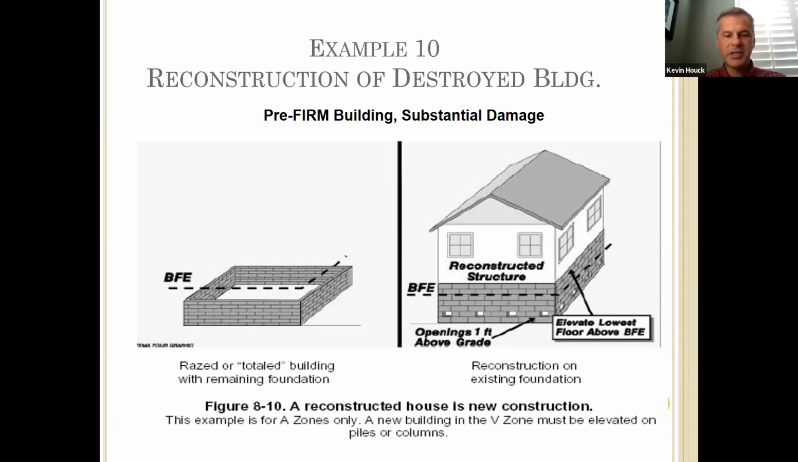Okay, now keep in mind, just for the sake of the test, notice that little provision on the bottom. This example is for A zones only. A new building in the V zone must be elevated on piles or columns. They don't allow stem walls in V zones because those stem walls can fail and take the entire structure down with it in the event of wave action.